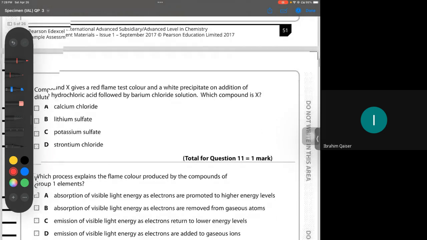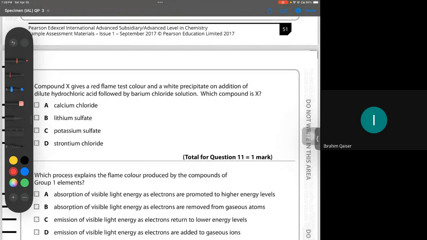Compound X gives a red flame test color and a white precipitate on addition of dilute hydrochloric acid, followed by barium chloride solution. Which compound is X? First of all, red flame is for lithium. So it must be lithium. There is only one option, so option B is correct. No need to check further. It would save your time.